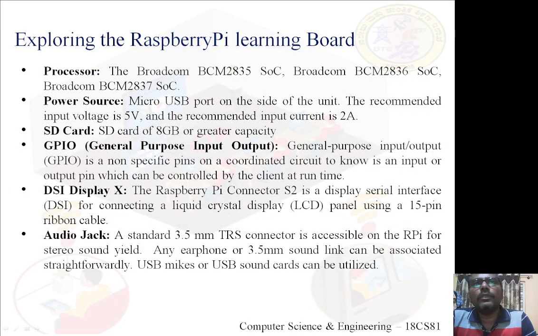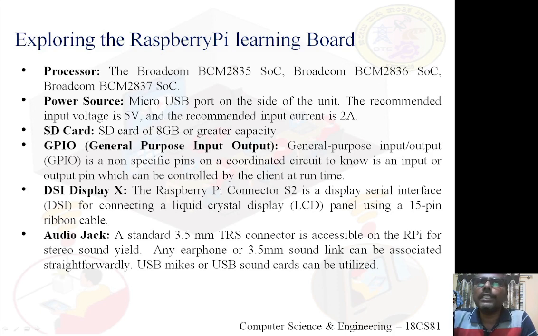Now, this is exploring the Raspberry Pi learning board. In this slide, I have described the same thing that we have studied just now. The board has a Broadcom processor, BCM 2837 or 2835, 2836 processor, system on chip. Power source, I said micro USB port is available. For this, I need to make use of an adapter, which is 5 volt and 2 amps current. 2 amps, I repeat, 2 amps current.